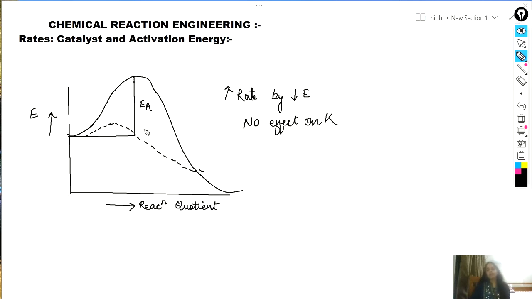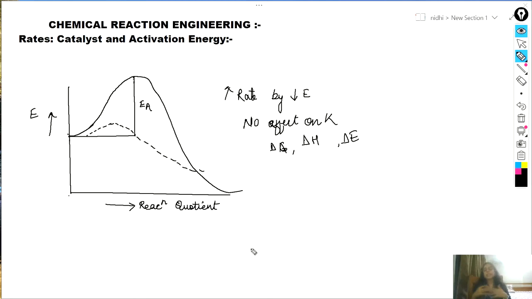You have seen this graph of reaction quotient on the x-axis and energy. It could be Gibbs energy, delta G, or it could be an enthalpy, and it could be a pure energy E. Okay, but what a catalyst does is it lowers that activation energy.